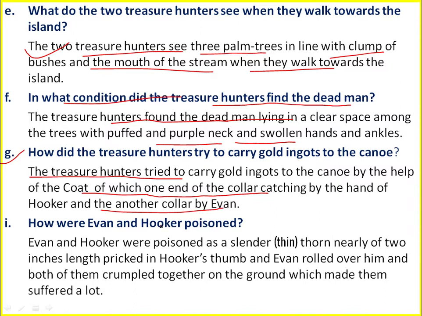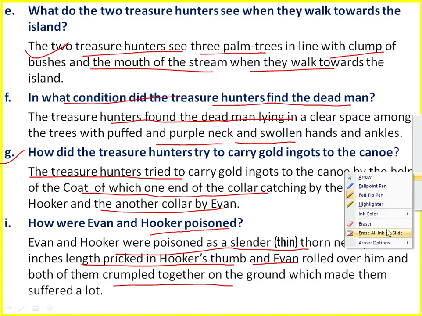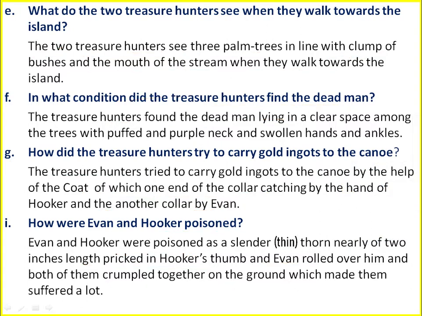Then they carry it. How were Ivan and Hooker poisoned? Ivan and Hooker were poisoned as a slender thin thorn, nearly two inches in length, pricked Hooker's thumb. And Ivan rolled over him. Both of them crumpled together on the ground, which made them suffer very much.